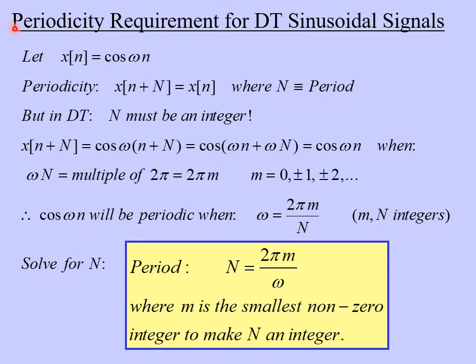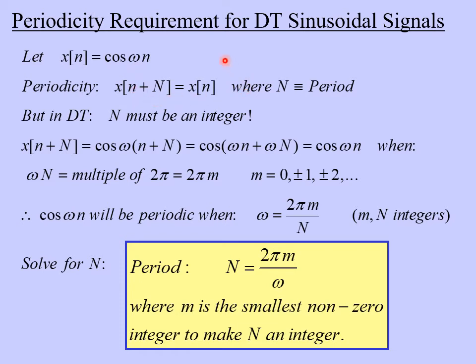So the question now becomes, is there such thing as a periodic discrete time sequence? And the answer is yes. However, there is a special periodicity requirement that has to be met in order for a discrete time sequence to be periodic. And this is the way you can prove and derive this. You're welcome to go through this yourself. It's nothing that difficult here.